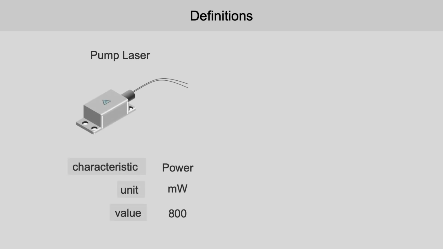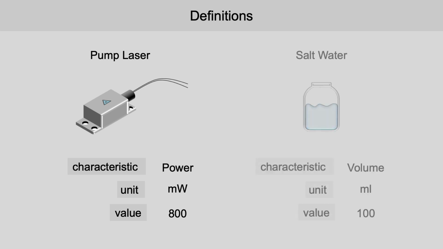Before we get started, it is necessary to make some quick simple definitions. For example, a laser. Its power is one of its characteristics, and the unit is milliwatts, where 800 is the value. Similarly, for salt water, one of its characteristics is volume, the unit is milliliters, and 100 is the value.